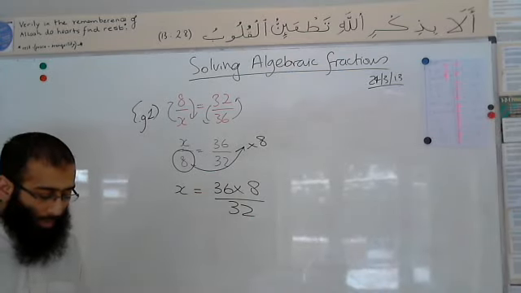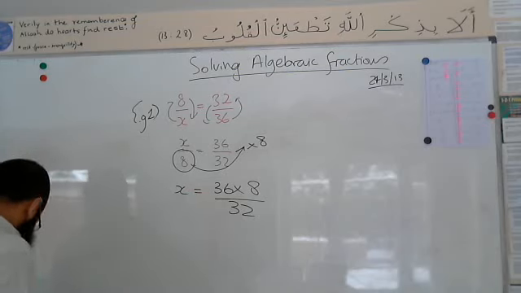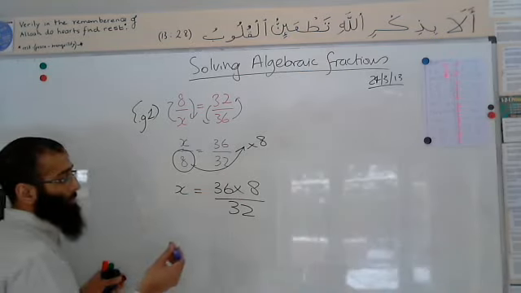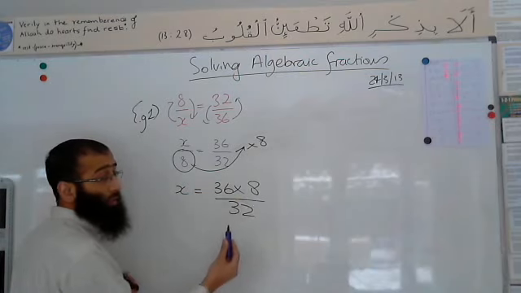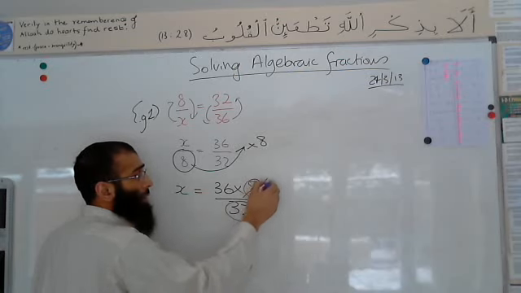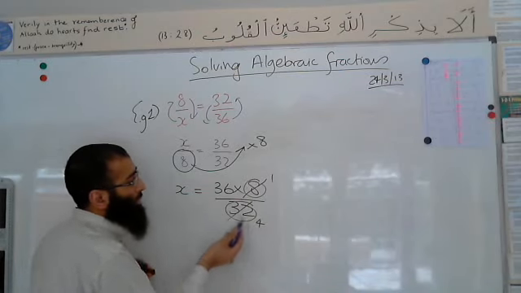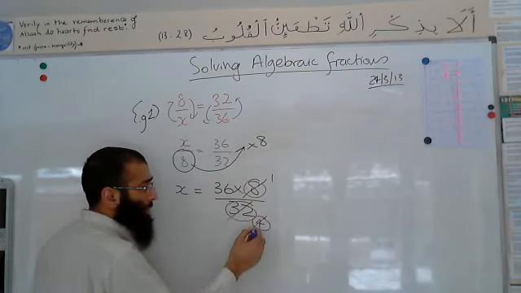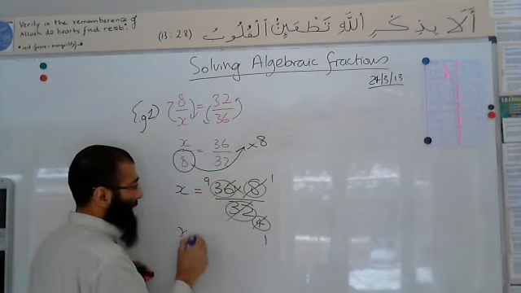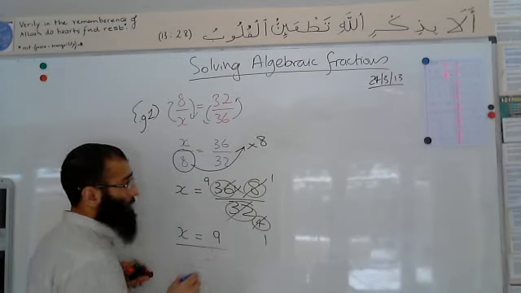Okay. Now, if you look at this question here, we got 36 times by 8 over 32. We need to try to cancel it down. So we've got 8 and a 32. 8 divided by 8 is 1. 32 divided by 8 is 4. Now the 4 and the 36 can also simplify. So 4 divided by 4 is 1. 36 divided by 4 is 9. So now we're left with 9 times by 1, which is 9, over 1, which is still 9.